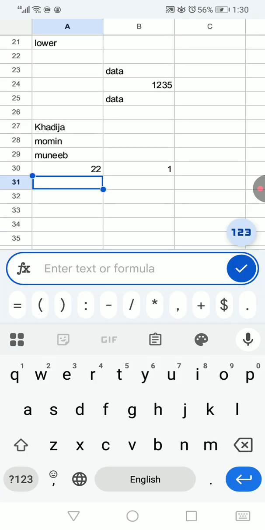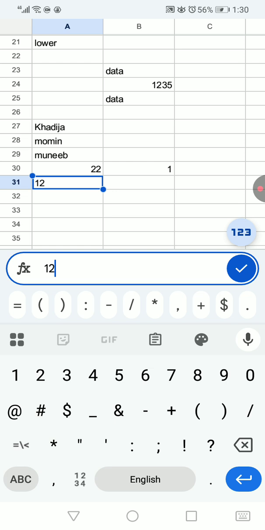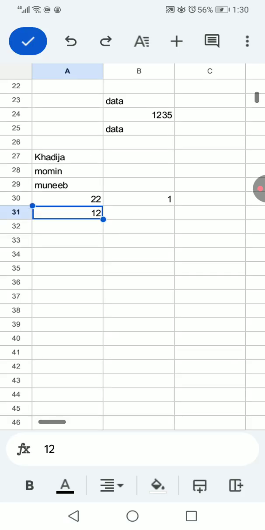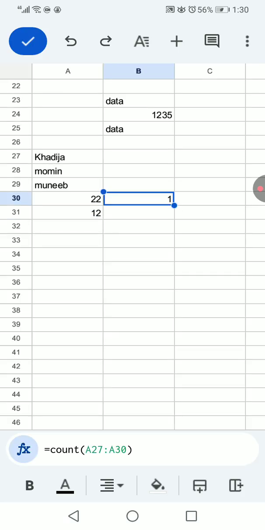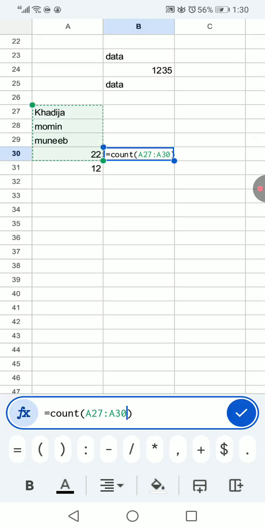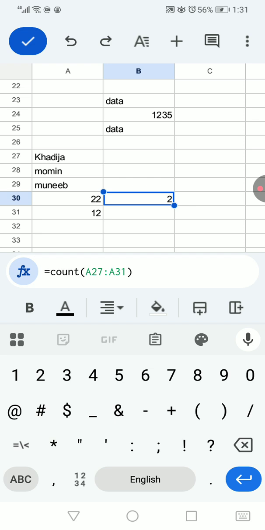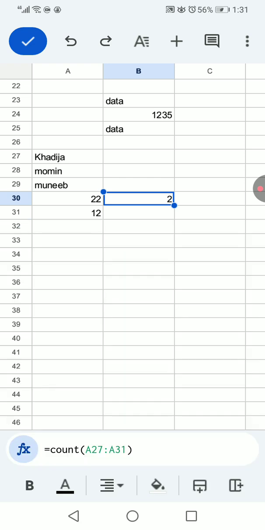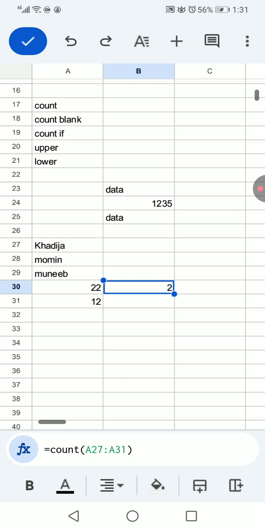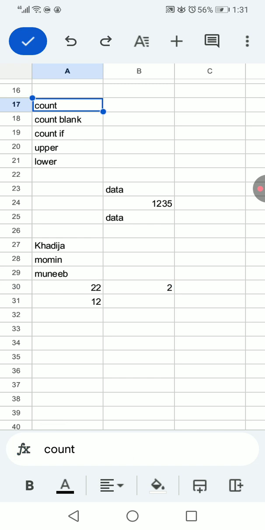Let's say we write 1 more cell containing numerical data, and here we will extend the range from 30 to 31. So here you can see there are 2 cells containing numerical data. Now you can see our formula for the count appeared. There are 2 cells among 5 cells that contain numerical data. So we have understood the first one, count.